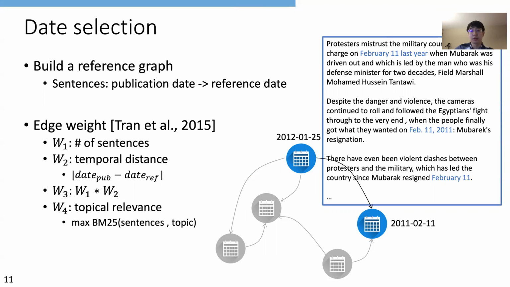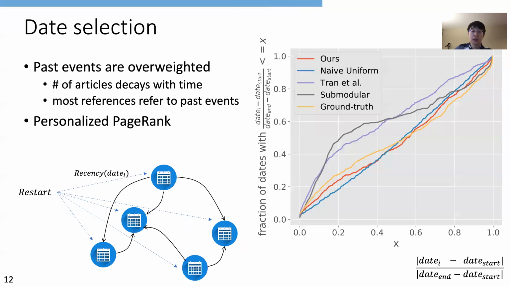Generally, all 4 edge weights yield comparable results, which can be found in the paper. But we indeed observed an interesting phenomenon: past events are most frequently referred to because they existed longer than new events. For example, in the right figure we show the selected date distribution for different methods. As shown, some model frameworks actually tend to select a large amount of past events.